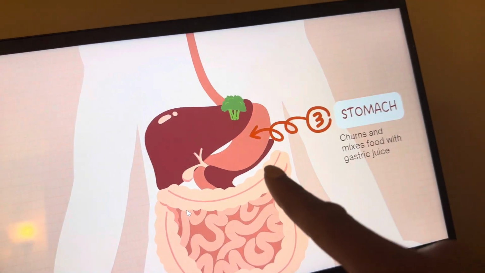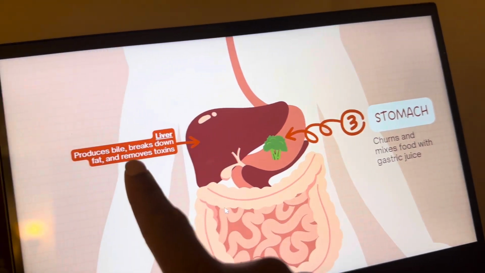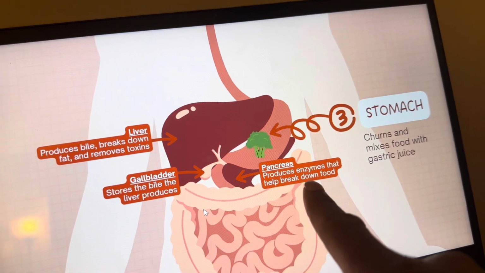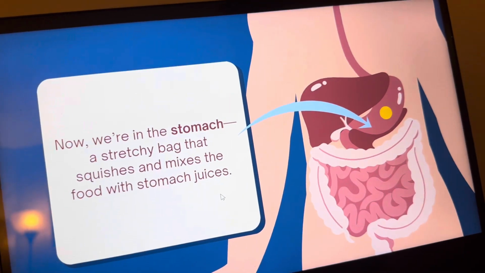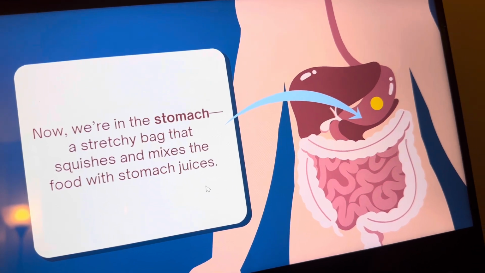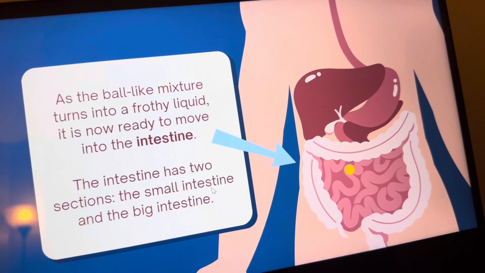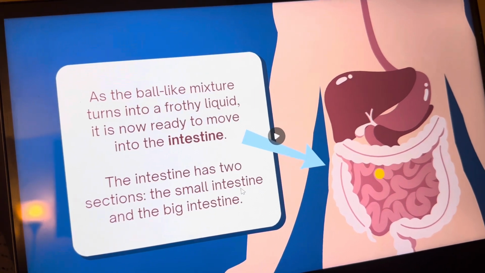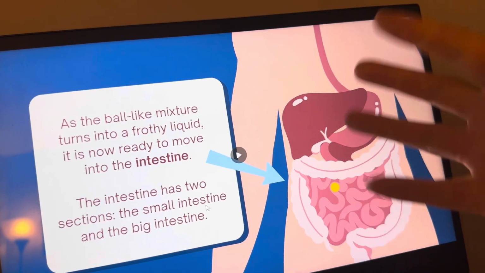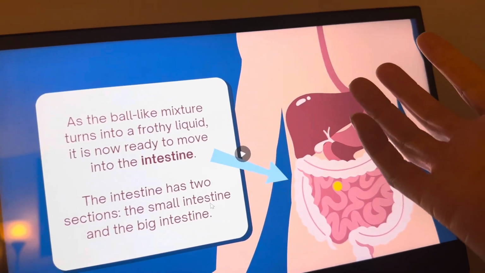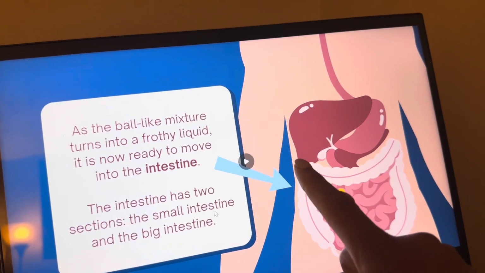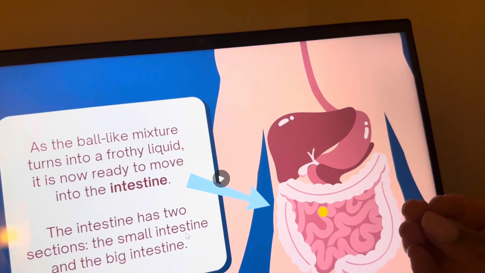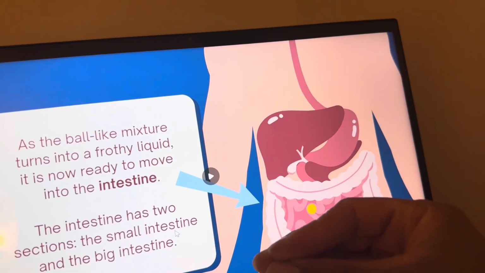So watch this. As it gets to the stomach, the gastric juice breaks it down. The liver releases bile, and the bile is actually kept in the gallbladder. And then the pancreas also releases enzymes to break down the food, right? This is really interesting. So again, the stomach releases the gastric acid where the food is broken down. And then once everything, all the enzymes, the bile stored in the gallbladder and released from the liver, and the pancreas, which is also releasing enzymes to break down the food.